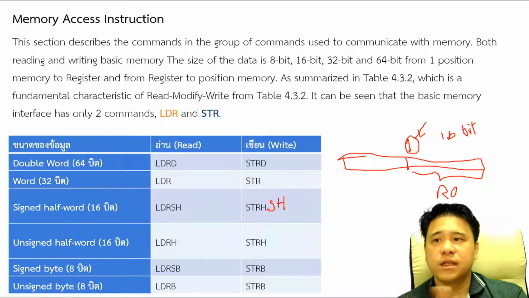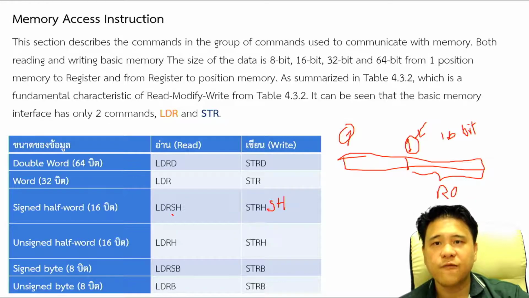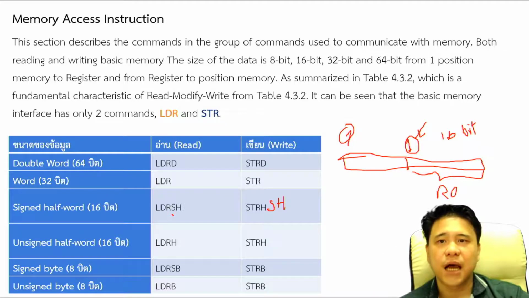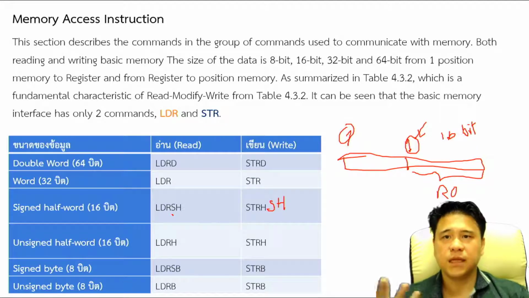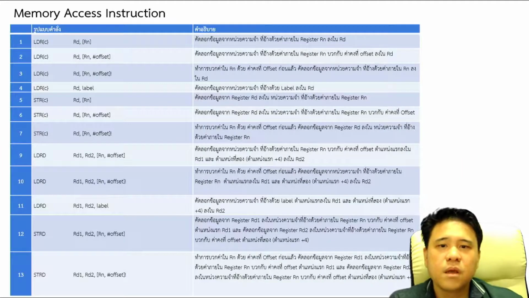And if you load and use the specific signed instruction, then it will change these values and make a 1 appear at the most significant bit of R0 for you. It means that you keep the negative sign of your data. That is the reason why we have separate commands to load signed and unsigned bits from your memory and store signed and unsigned bits into your memory.